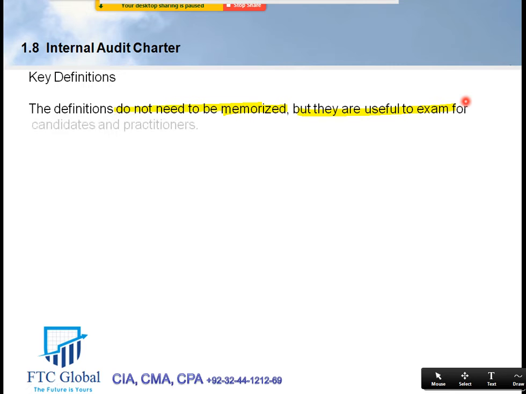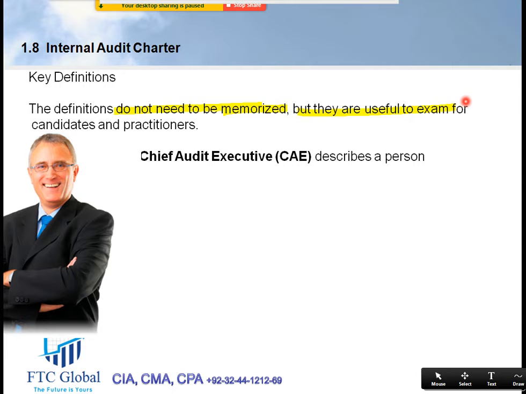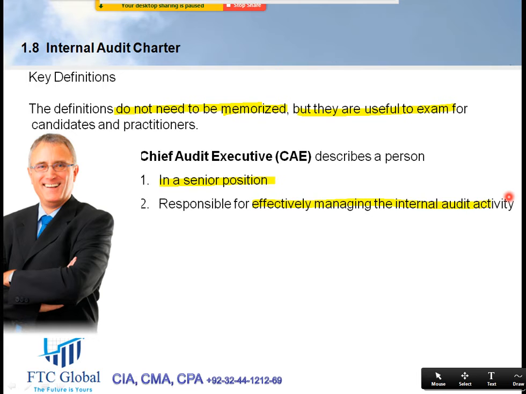Now let us read the basics of what the chief audit executive would be. What is his role, responsibility? The chief audit executive, sometimes called the director internal auditing, the head of internal audit department, or whatever name is given, is the person in a senior position who heads the internal audit department. Basically, he has the whole responsibility for effectively managing the internal audit activity. The person who is heading the internal audit department is called the chief audit executive, and he is responsible for the whole internal audit department.